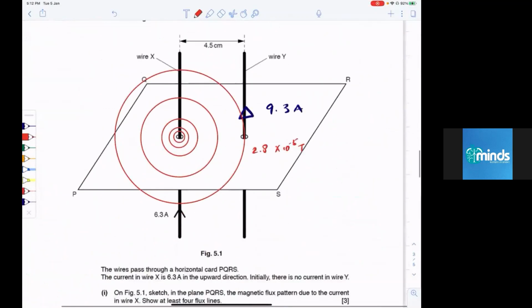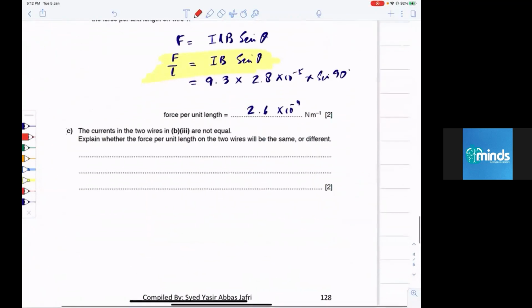Okay, last part of the question. The current in the 2 wires in B3 are not equal. Explain whether the force per unit length on the 2 wires will be same or different. Yes, what do you think? Will it be same or different? Different. Why?